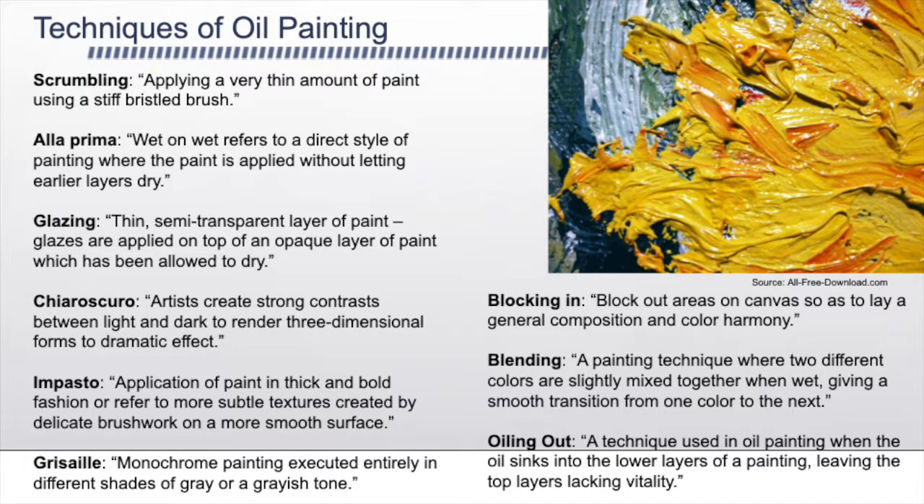Techniques of oil painting. Here are some. Scumbling, applying a very thin amount of paint using a stiff bristle brush. Alla prima, or wet on wet, refers to a direct style of painting where the paint is applied without letting earlier layers dry. Glazing, a thin, semi-transparent layer of paint. Glazes are applied on top of an opaque layer of paint which has been allowed to dry.